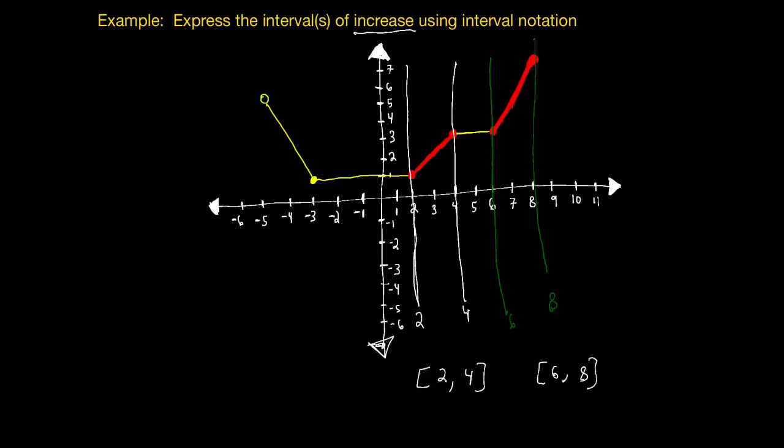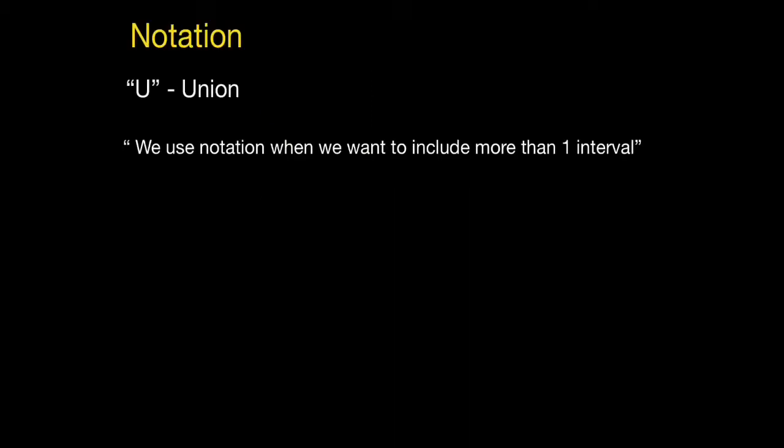Whenever we have more than one interval, we use a special kind of notation. So this is a perfect time for me to introduce that. Here we have this capital U, and that capital U is going to be denoted by union. We use this notation when we want to include more than one interval. So on Go Formative, make sure that you use a capital U.